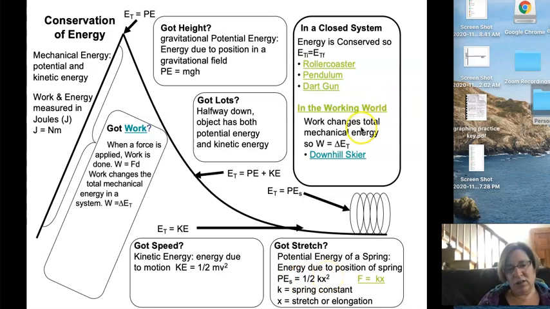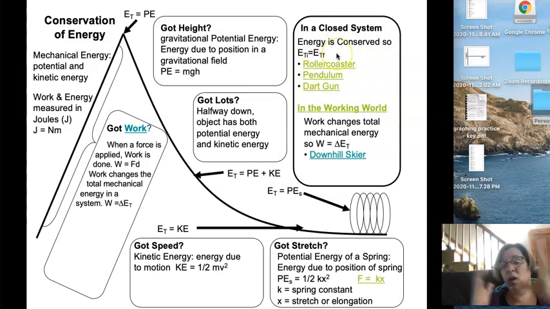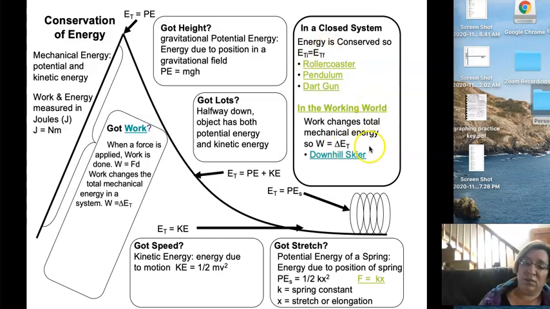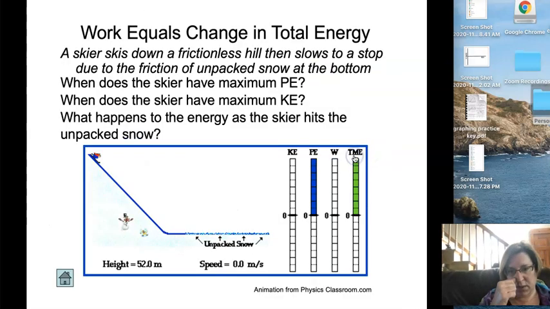Now, we're going to change tactics here. Yesterday we looked at different kinds of energy diagrams when there was conservation of energy, meaning you're in a closed system and we're not going to do any external forces. We're not going to do any work. There's no friction. You're going to use this idea that the initial energy is equal to the final energy. But in the working world, work changes the amount of energy in a system. Let's look at an example.